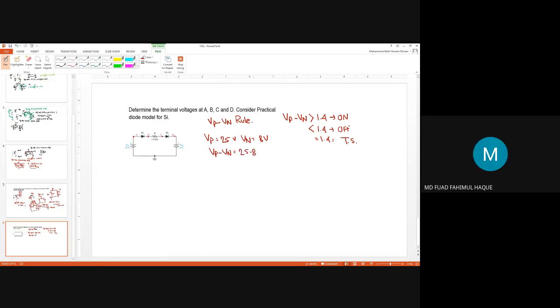25 minus... Sir, won't the 8 volt be minus 8 volt? No, you see the terminal voltage, N side voltage, terminal voltage. So you just apply KVL starting from ground. So what do you get? Let's say this is our Vn, and this is our VP. The polarity is given, minus and plus. Don't get confused.